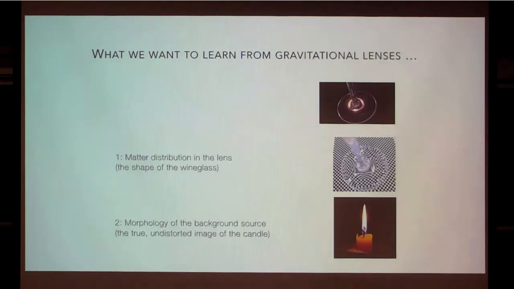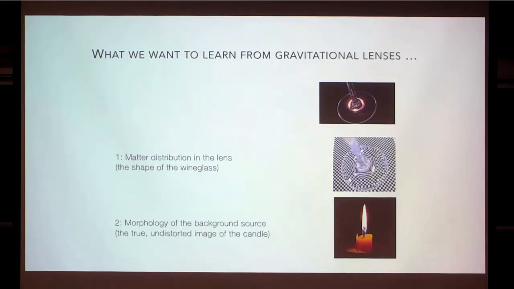When we look at these images of gravitational lenses, there are two questions that we would like to answer. One is, what is the matter distribution in the lensing galaxy? What is the thing that's causing this distortion? Think about it as the shape of the wine glass. If you know the shape of the wine glass, then you know how the images are getting distorted, no matter what the images are. The second question is, what is the background source really like? If the candle has been distorted into that ring, I want to know what it really looks like undistorted. If I know these two things, I'm done. I have figured everything out about this system.